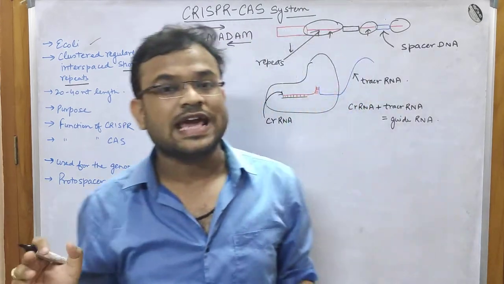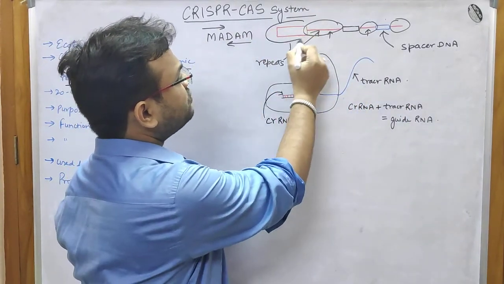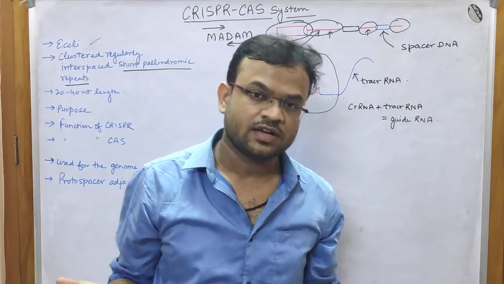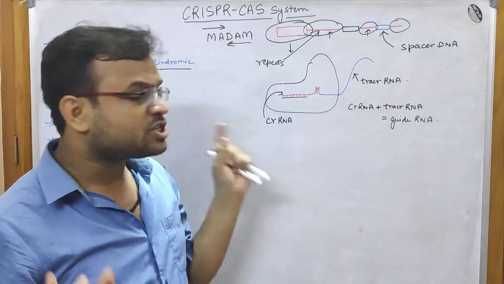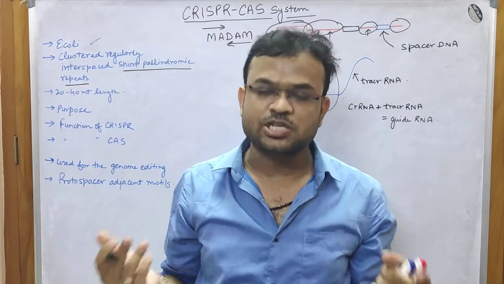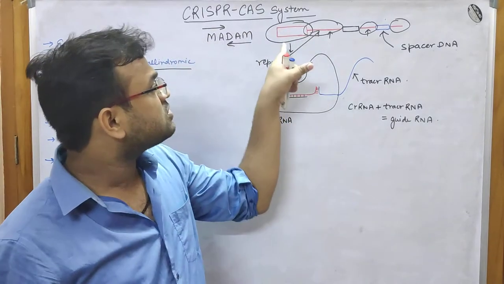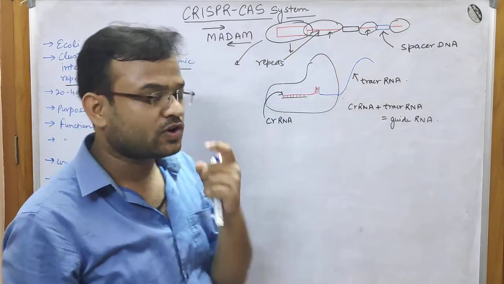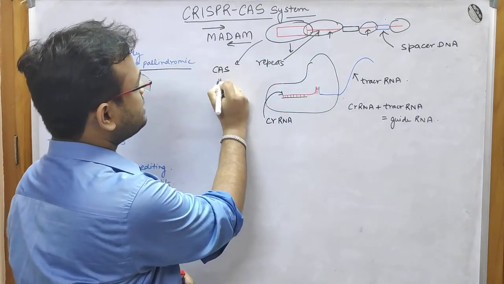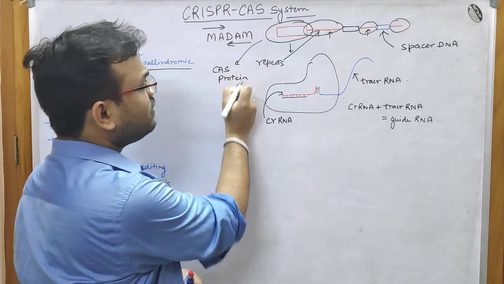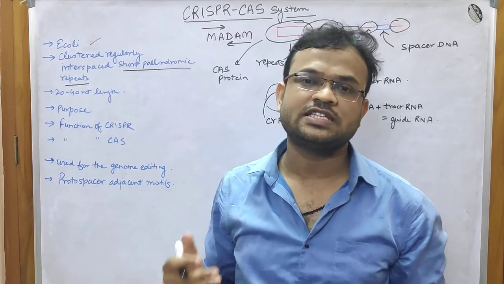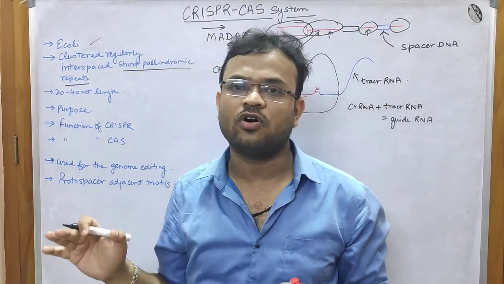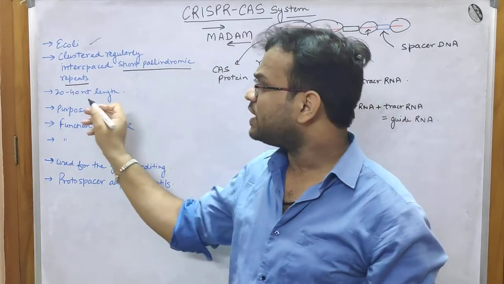Now let us come to Cas. Just upstream of the CRISPR region, the Cas region or Cas gene is present. What is the full form of Cas? CRISPR associated proteins. Cas means CRISPR associated proteins. Why does it mean so? Because this Cas gene codes for Cas protein. We will go through the function of CRISPR as well as Cas as we move forward in the lecture. So now we have understood the full form of CRISPR and Cas. Now let us move on.